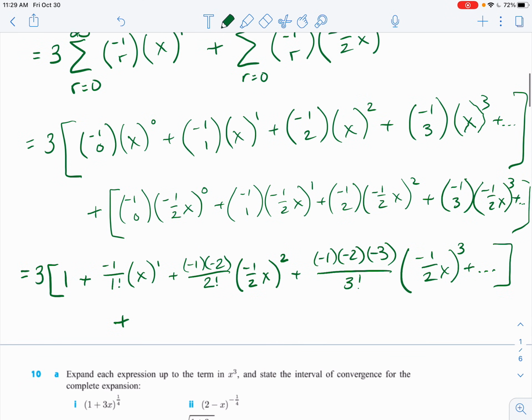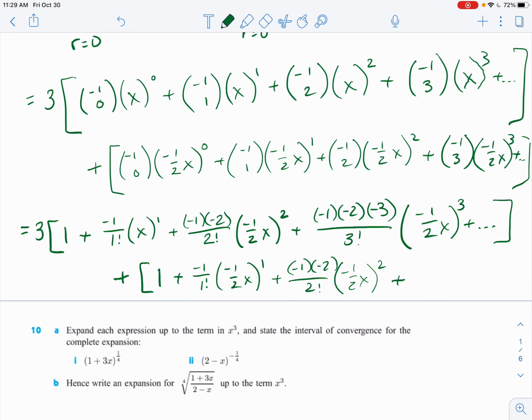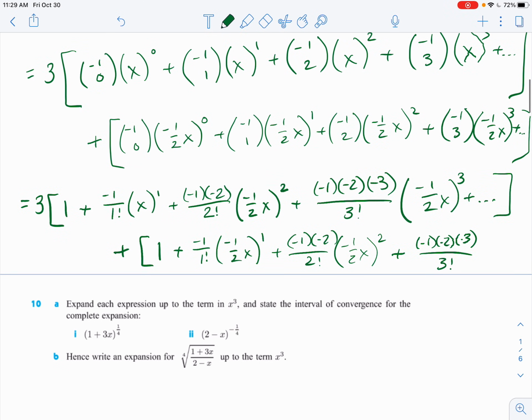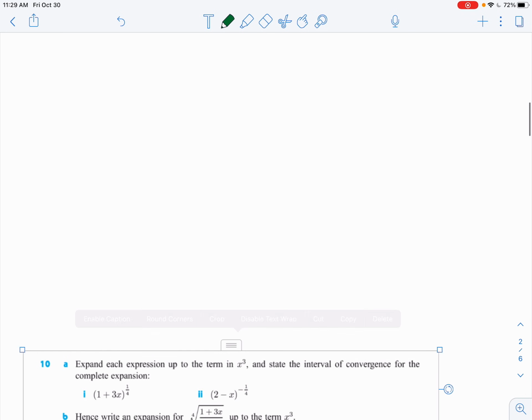And then all of that needs to get added to the next one, which is 1. And then I have plus negative 1 over 1 factorial times negative 1/2 x to the 1, plus negative 1 times negative 2 over 2 factorial times negative 1/2 x squared, plus negative 1 times negative 2 times negative 3 all over 3 factorial times negative 1/2 x cubed plus dot, dot, dot. We're going to close our bracket there. This is the next problem that somebody had a question on.